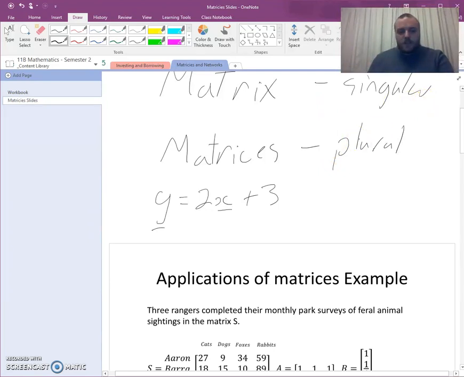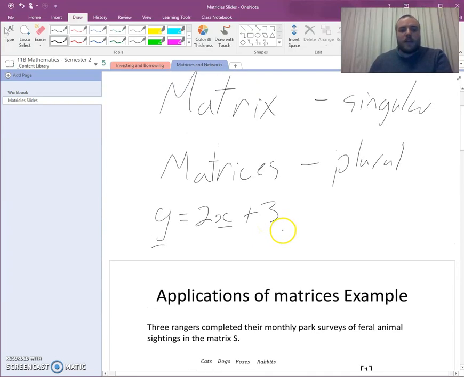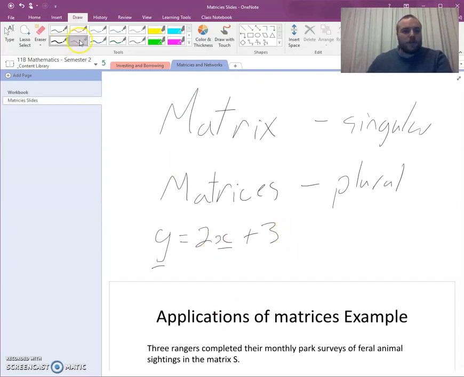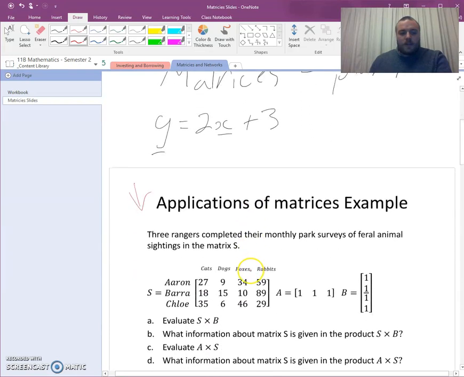We've got three rangers working and looking at feral animal sightings in a park. So here's the example just down the bottom, showing you bit by bit. They record their sightings in this matrix here, matrix X. So this is what a matrix looks like. It's a series of columns and rows with a bunch of numbers in it. So it's a bunch of information sorted in a logical way.